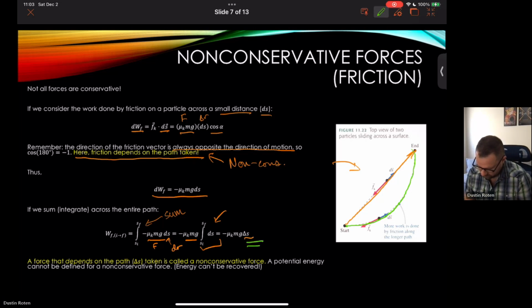Now, if we integrate across the second path in green, there's more chunks to add up. So our delta s will be bigger, okay? So the delta s from the green path is larger.